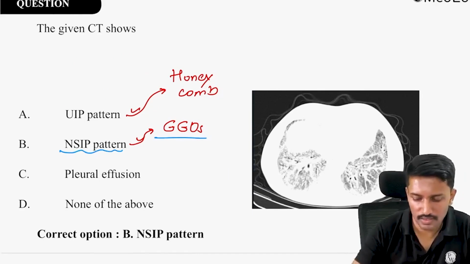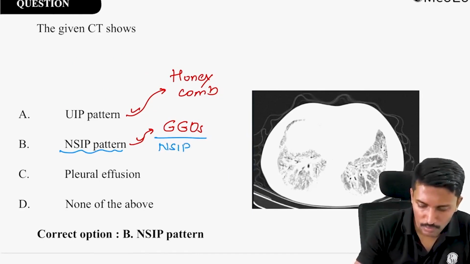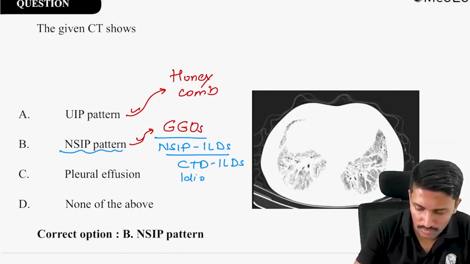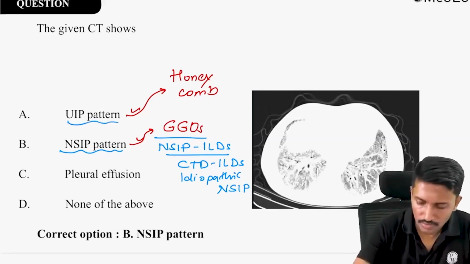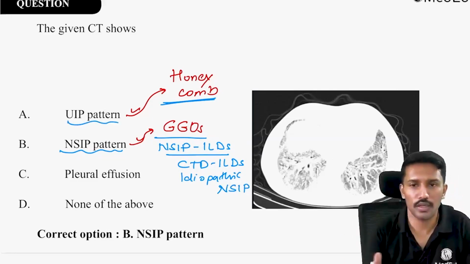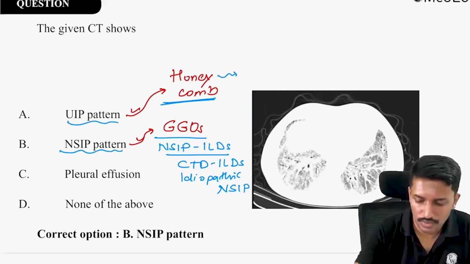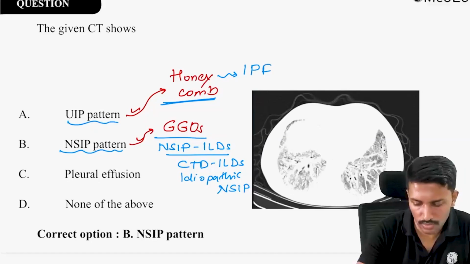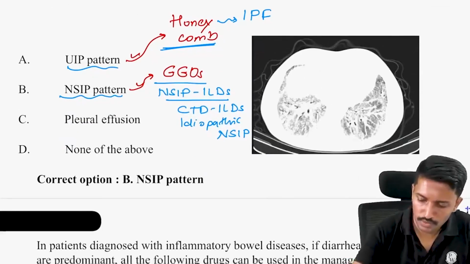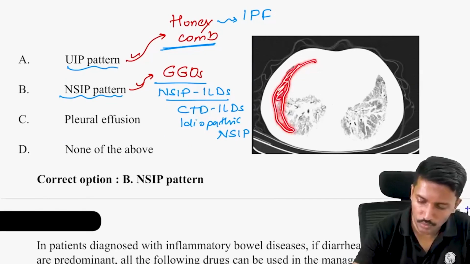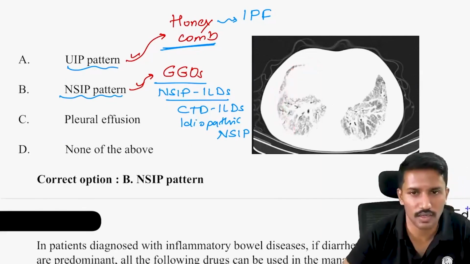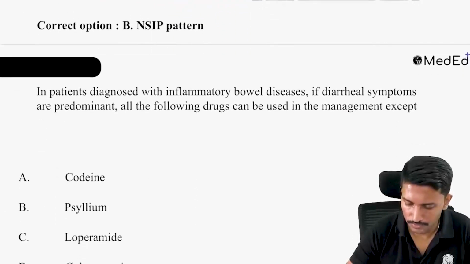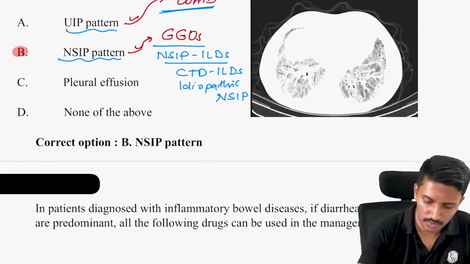NSIP pattern is typically seen in patients with the NSIP type of ILDs, which include connective tissue disorder related ILDs and idiopathic NSIP, idiopathic non-specific interstitial pneumonia. UIP pattern is characterized by extensive bronchiectasis giving rise to the honeycomb appearance, and that is typically seen in patients with idiopathic pulmonary fibrosis. If there was pleural effusion, I could have seen the dark separation between the two layers of pleura, which I don't see here, so it is unlikely to be pleural effusion. So the correct answer would be option B.